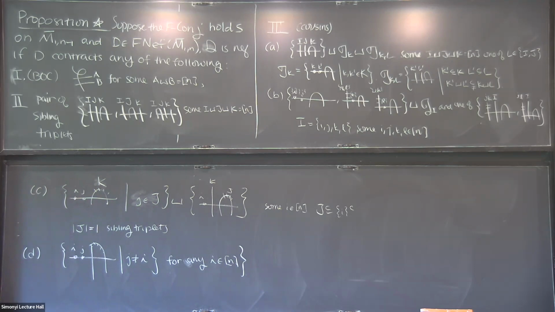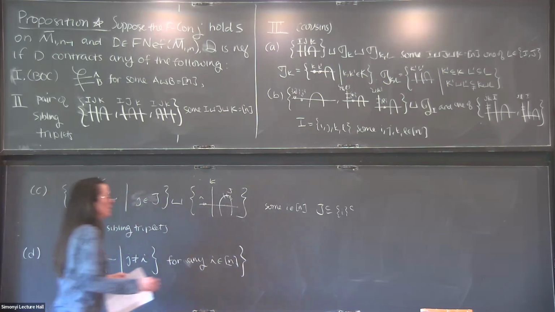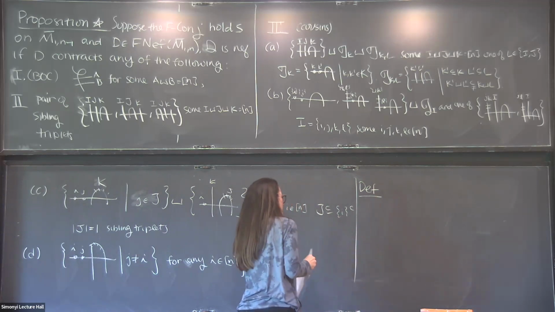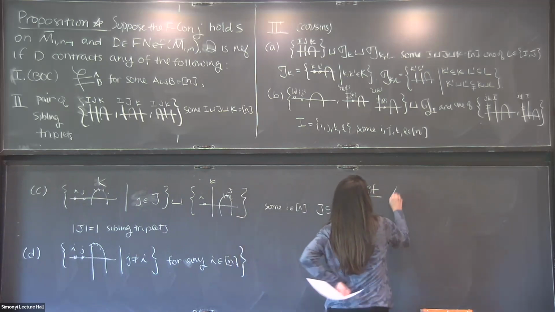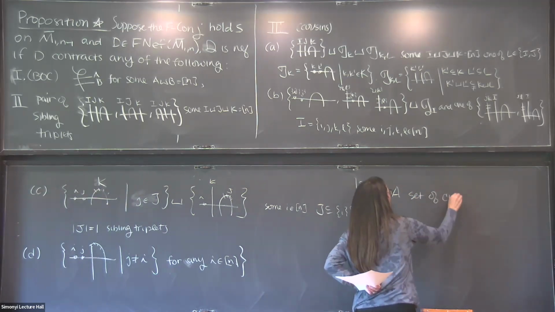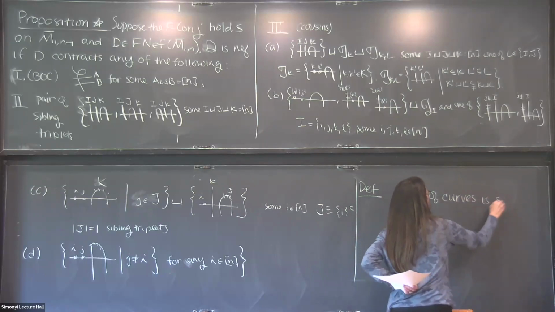So anyway, what should you take away from this? There's a bunch of conditions that allow you, if your divisor contracts these curves, to just use this result to show that D is nef. I'll explain how that works in part 2 of the talk. But now I want to state what the reduction is. In order to do that, I want to make a definition: a set of curves is said to be related.